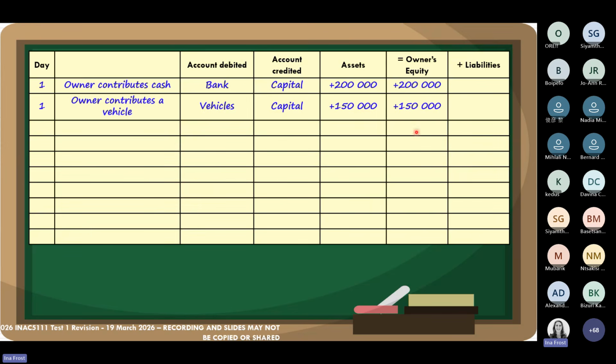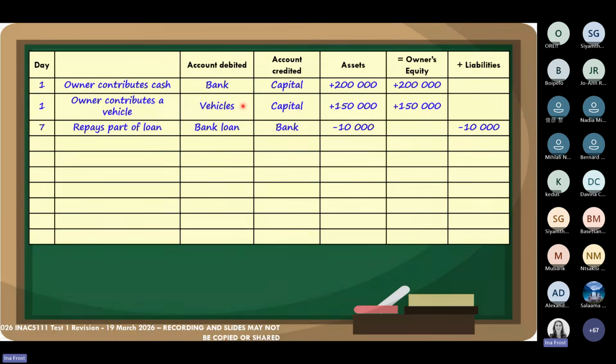And we saw that the impact on the accounting equation was identical for these transactions. The only difference was here in the account that we're going to debit. For the cash transaction, we are debiting bank. And for the asset, we are debiting that vehicle account because the owner was contributing a vehicle.